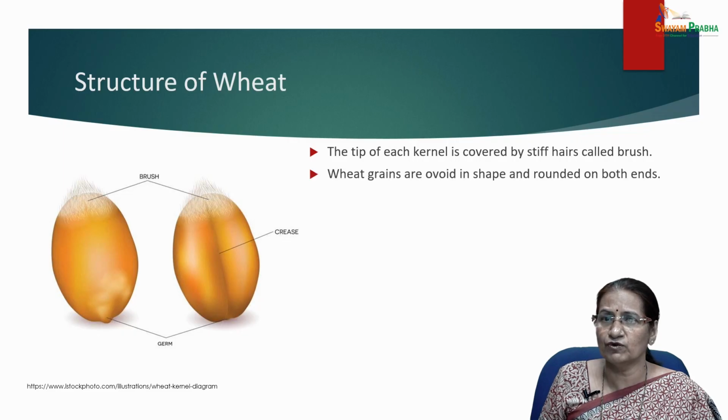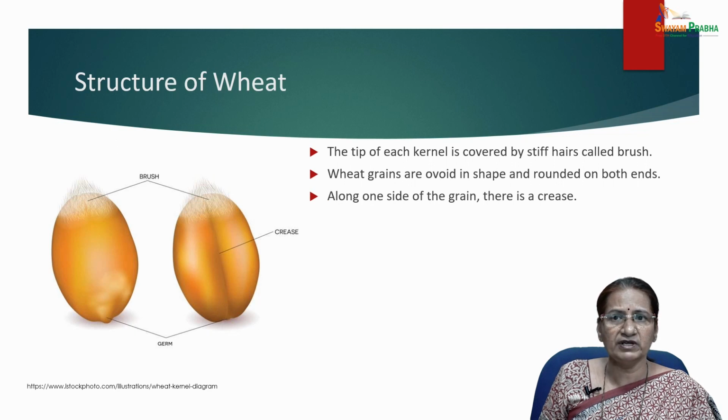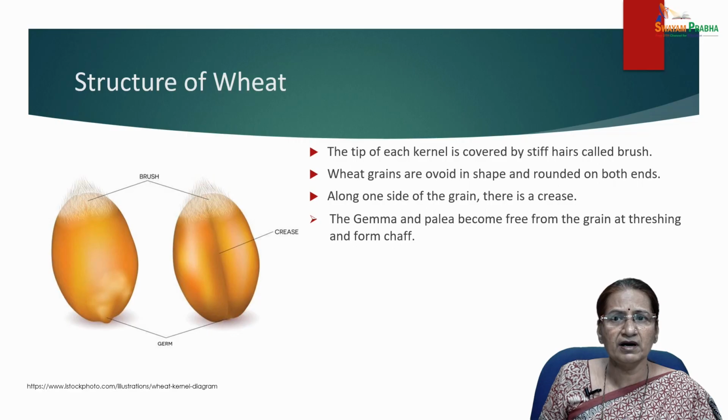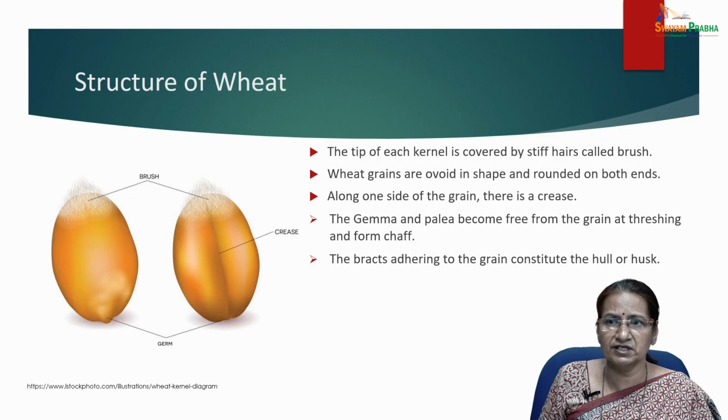Wheat grains are ovoid in shape and rounded on both ends. Along one side of the grain there is a crease. The glumes and palea become free from the grain at threshing and form chaff. The bracts adhering to the grain constitute the hull or husk.